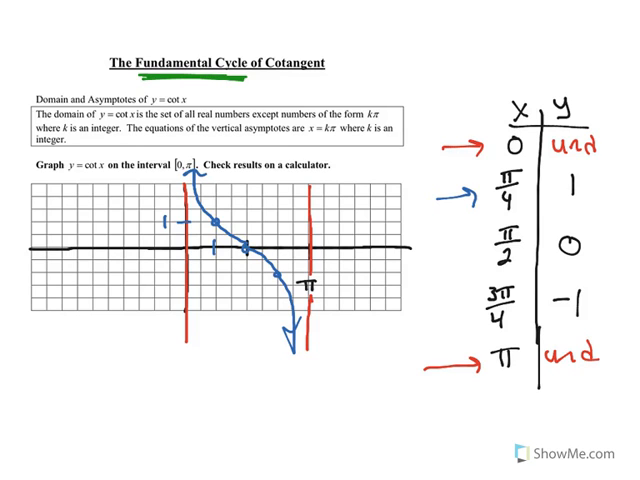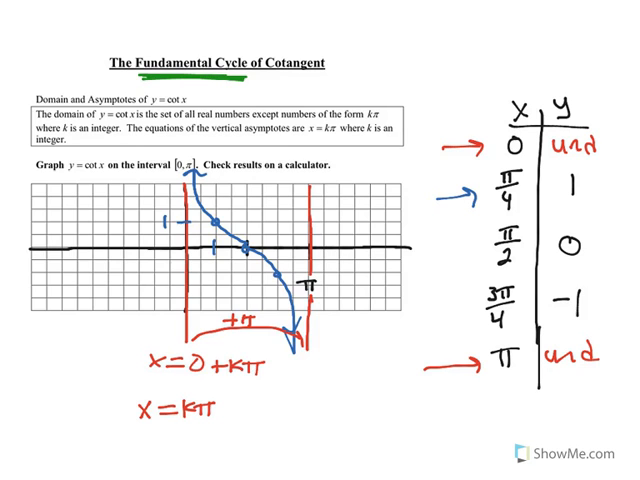So that should be your fundamental cotangent cycle. To write the equation of the asymptotes, the first asymptote is at x equals 0. And then how do you get from one asymptote to the next? You're going to have to add multiples of pi. So it's going to be x equals 0 plus multiples of the distance between the asymptotes, which is pi. And then you can simplify the 0. So 0 plus k pi would just be k pi.